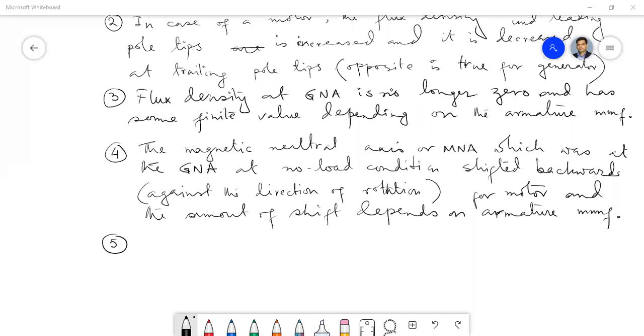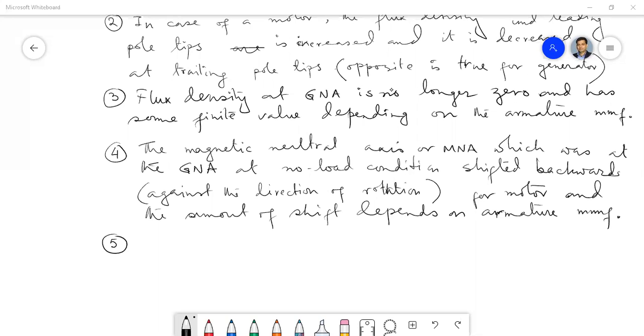From how much the MNA shifted, we can know how much armature reaction is taking place, that is, how much the armature is contributing. Everything depends on the armature MMF. The more the armature MMF contributes, the more the shift. These are the observations. Next we will discuss what practical problems are introduced in the machine due to this armature reaction. Just from this resultant curve, these are the observations we can make.